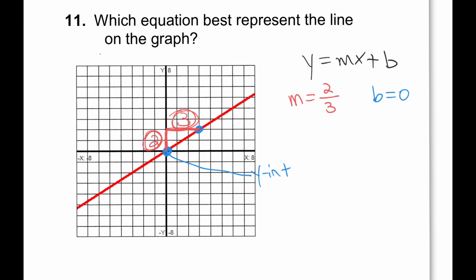So when you write down your equation, y equals, the slope is 2 over 3x, and then we have a y-intercept of 0. We do not need that 0. Notice b equals 0. So you can rewrite the equation y equals 2 over 3x.